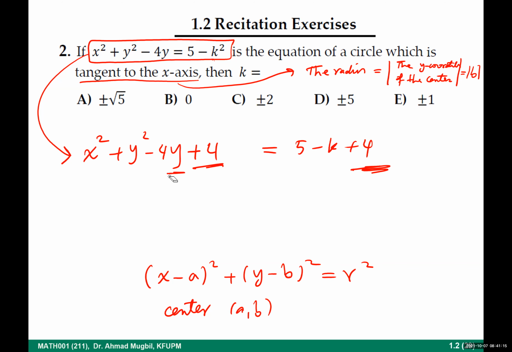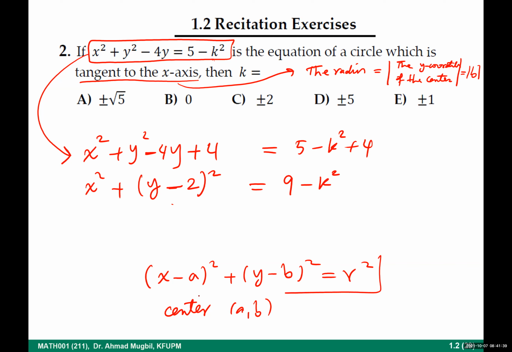Now what will we do? We will go to the next step. Now this will be x squared plus, this should be a perfect square, so this is (y minus 2) all squared. Check, if you expand this, you should get what is above. Equals 4 plus 5, 9 minus k squared. This is r squared, right?